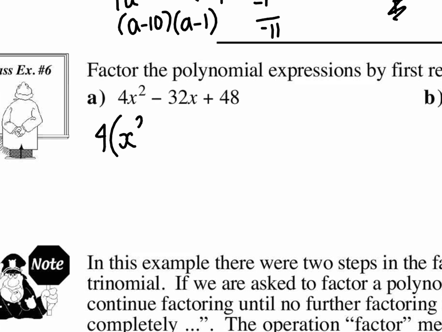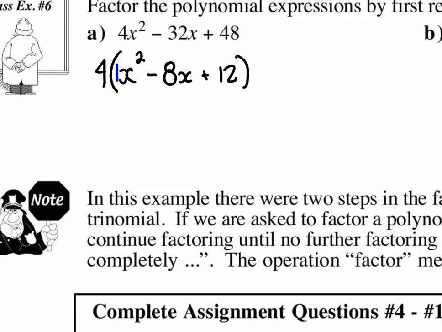X squared minus 8 plus 12. Okay. So we have a 1x squared. How do we multiply to 1? 1 and 1. How do we multiply to 12? We could try 3 and 4. Would those work? That would be 7, right? The diagonals would be 7, so that wouldn't work.